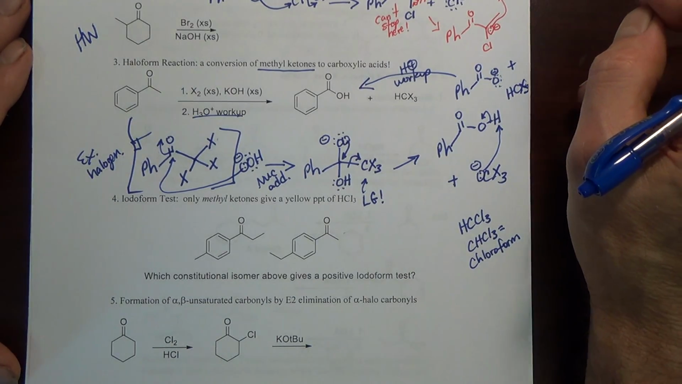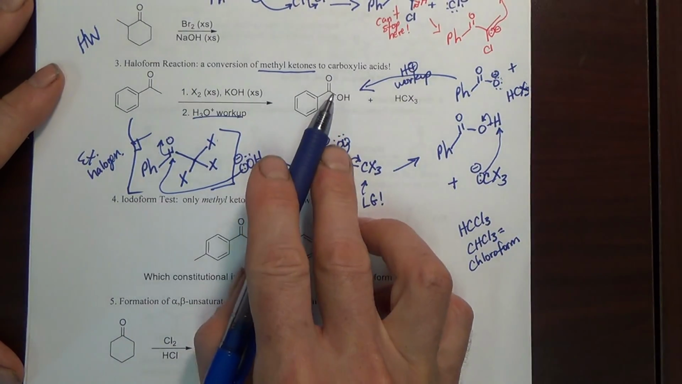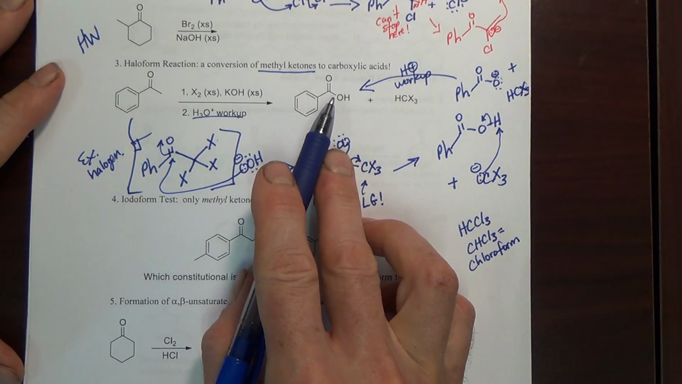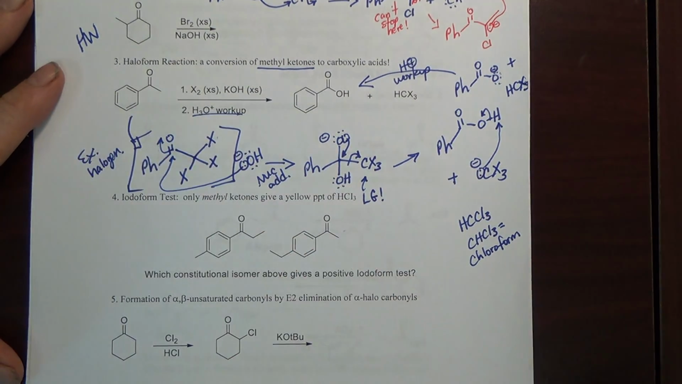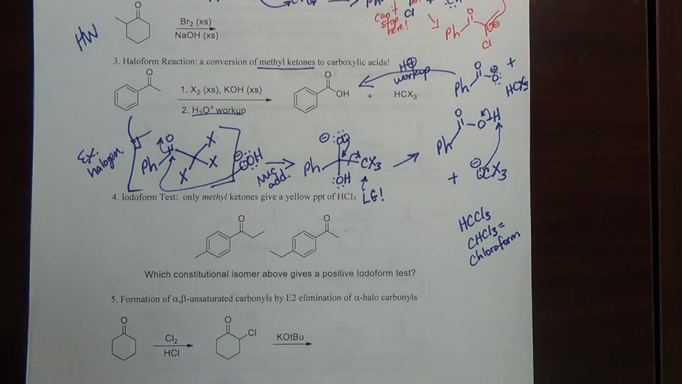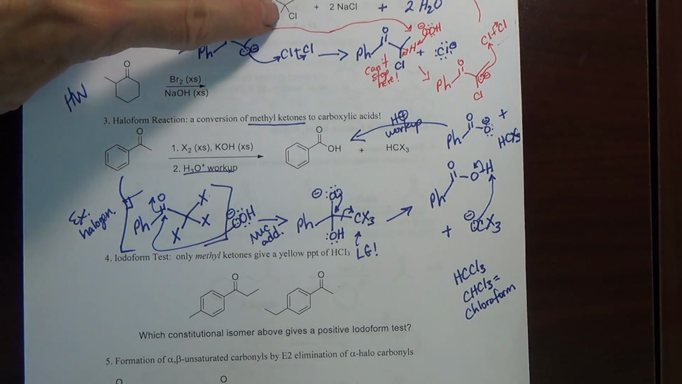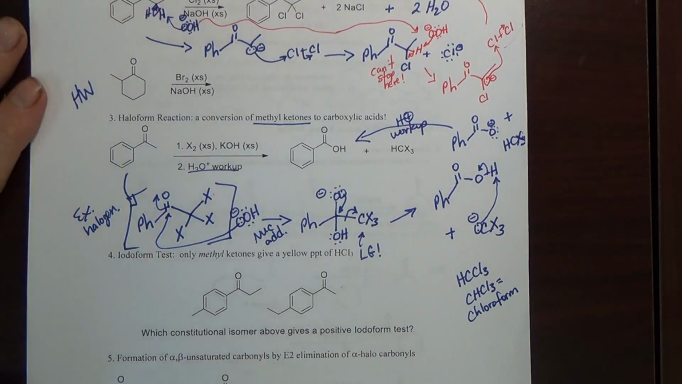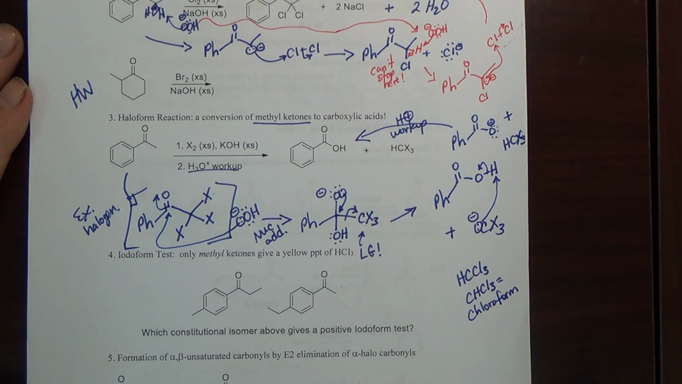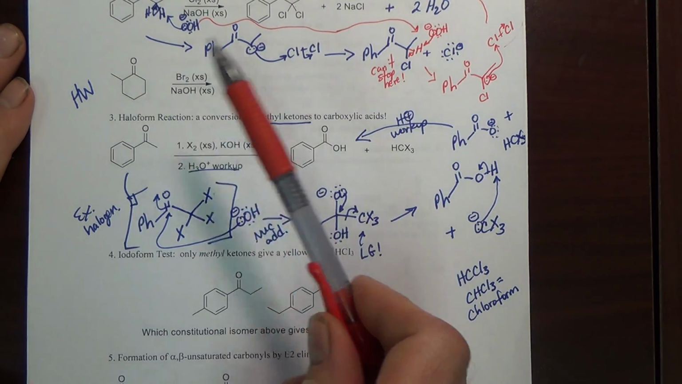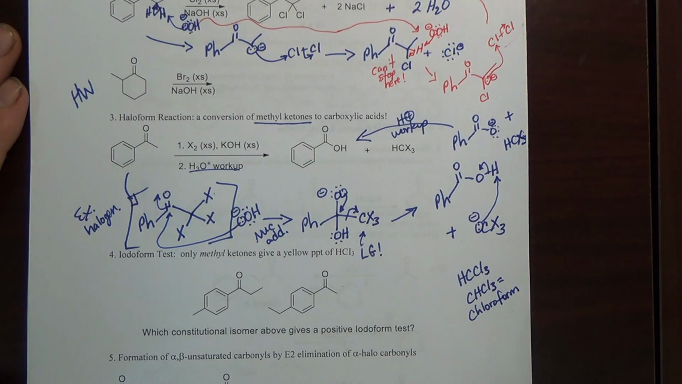It's actually a way to make carboxylic acids from a methyl ketone, not an ethyl. If it's an ethyl, you only put 2 halogens on, not a third. And the carbon will only leave if there are 3 halogens. Who would have thought it?